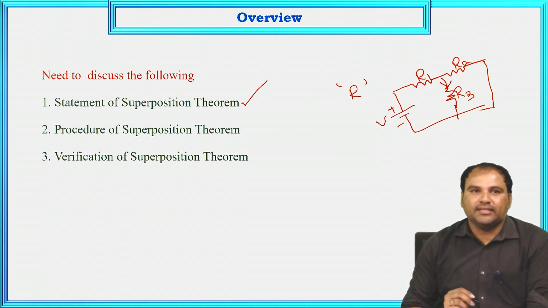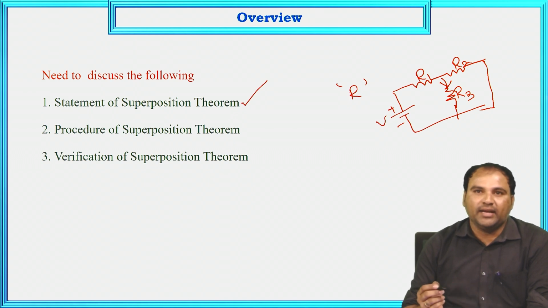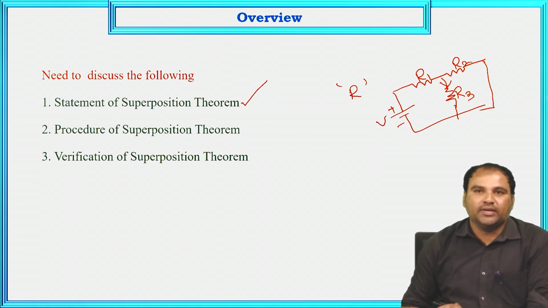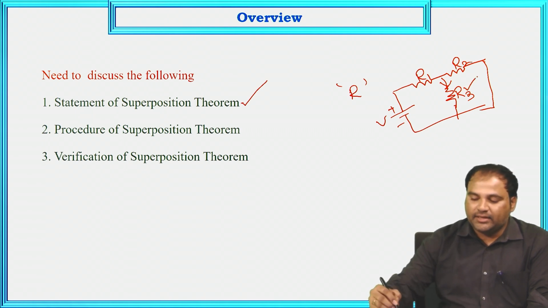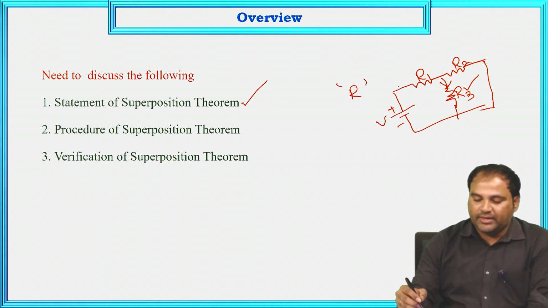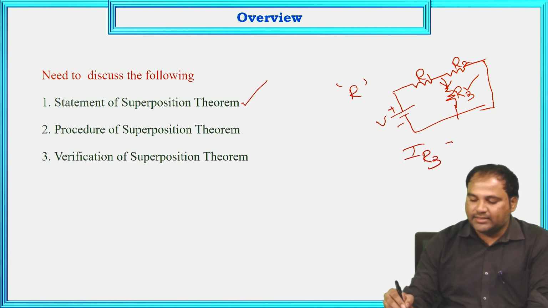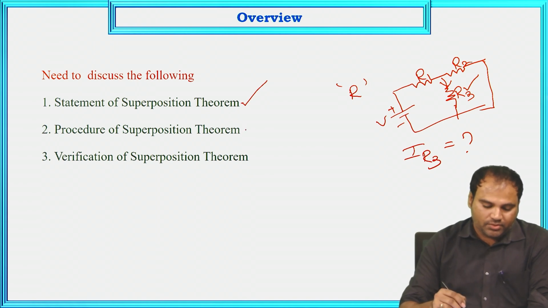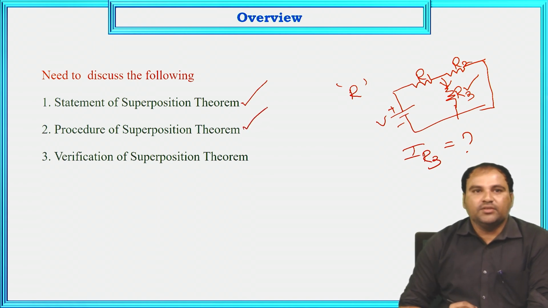The statement says that in any linear or bilateral network, and linear or bilateral networks are nothing but resistors, inductors and capacitors. Here I am taking only resistors, R1, R2 and R3. In this superposition theorem, we need to calculate the current through this R3 resistor. Next we will go to the procedure.